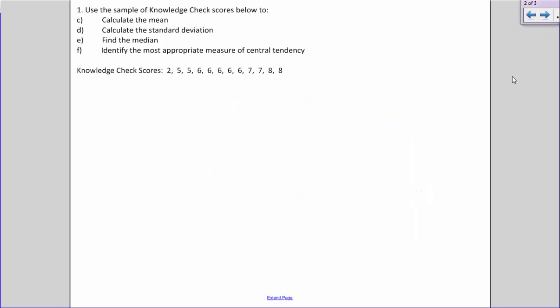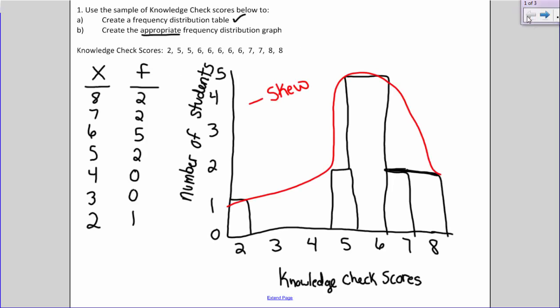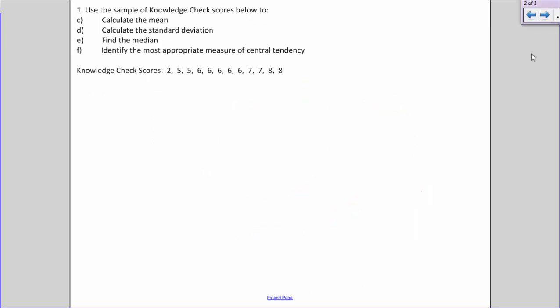Calculating the mean, the standard deviation, finding the median, and identifying the most appropriate measure of central tendency. So I'm going to go ahead and recreate my original frequency distribution table. But because I'm using this table to do math, I'm just going to get rid of the 4 and the 3. When you're asked to create a table, I want you to include the full range of x values. But if you're using a table for computations and you have values with zeros, you can eliminate those just to make things simpler.